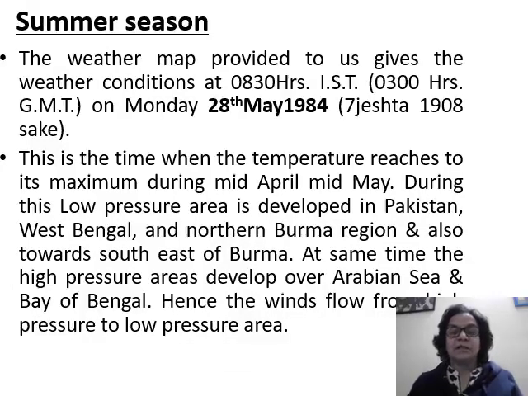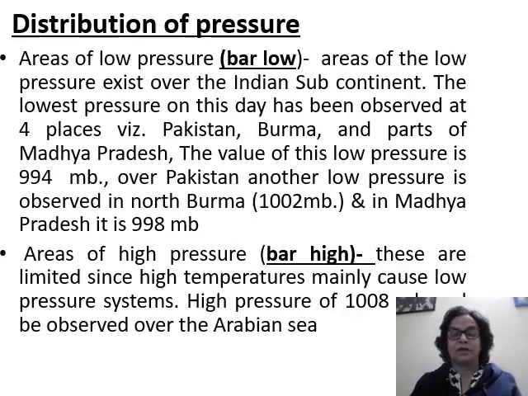Summer season ranges from March to May, and this is the time when the maximum temperature is reached from mid-April onwards. So low pressure has developed over different parts of this region. High pressure is towards the south near the Arabian Sea. So winds are drawn into the country from high pressure to low pressure.